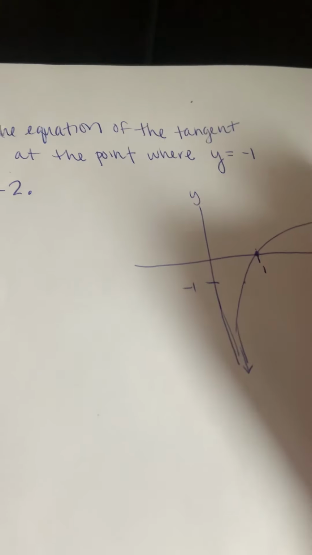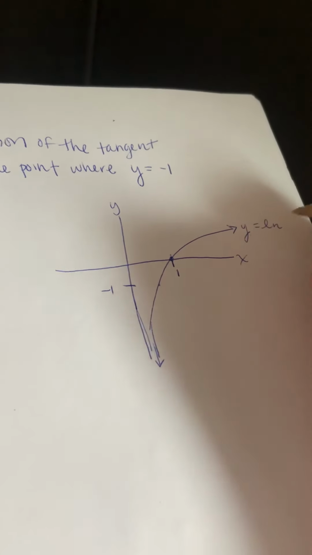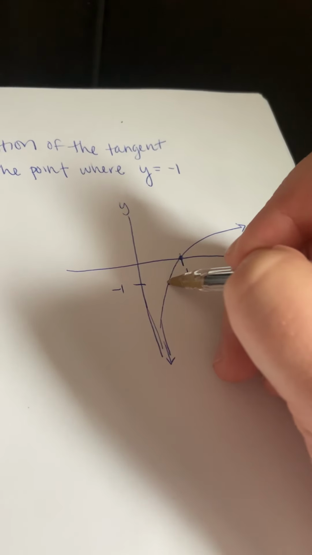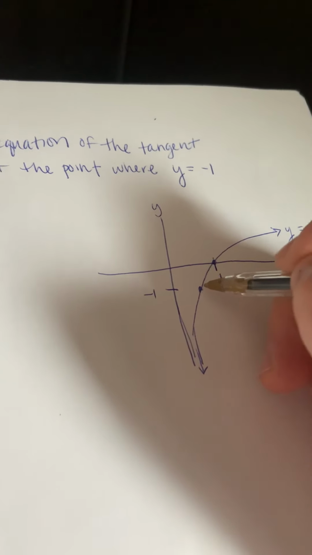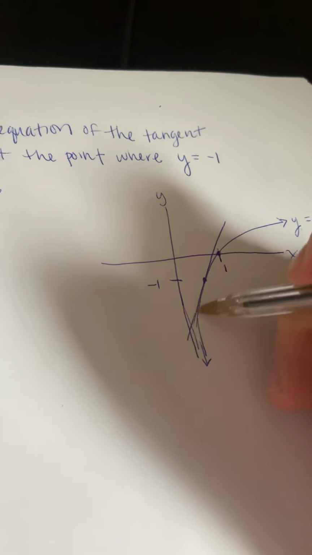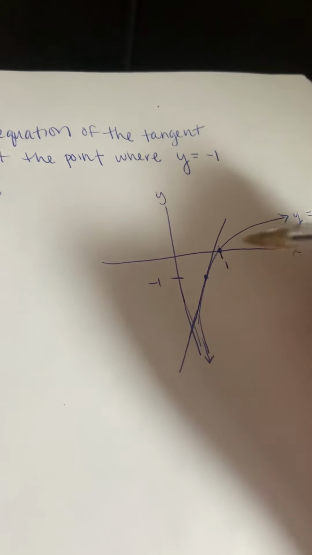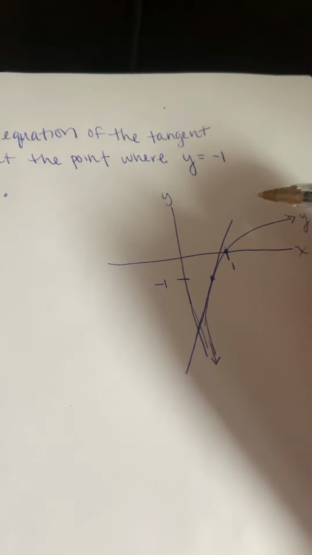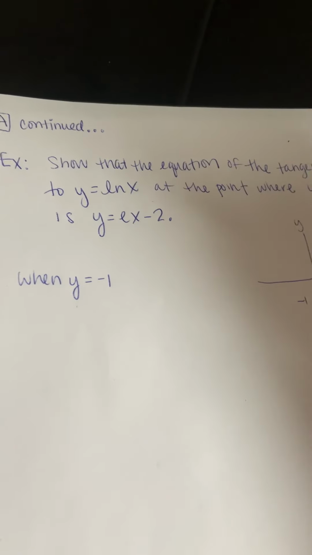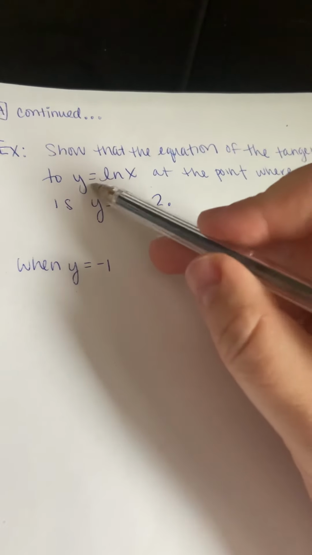Okay, so this graph is y equals ln x, the natural log of x, and at y equals -1, right here, we're going to have some sort of tangent, and that tangent has some sort of slope. Let's make our line. And the equation of this line is y equals ex minus 2. So now that we have a picture drawn, when y equals -1, I'm going to substitute -1 into this.